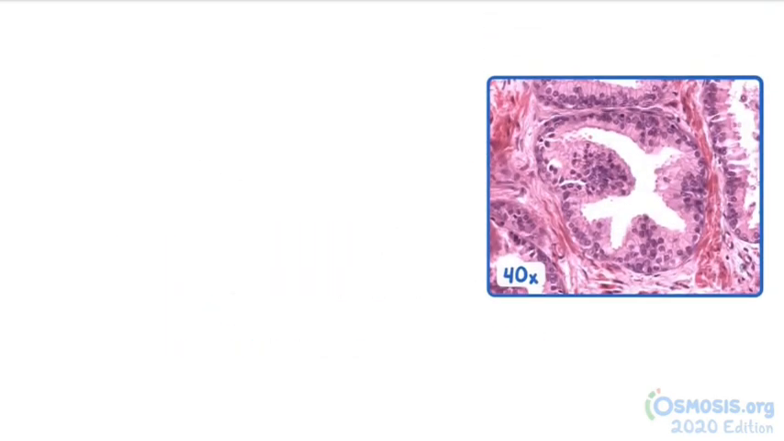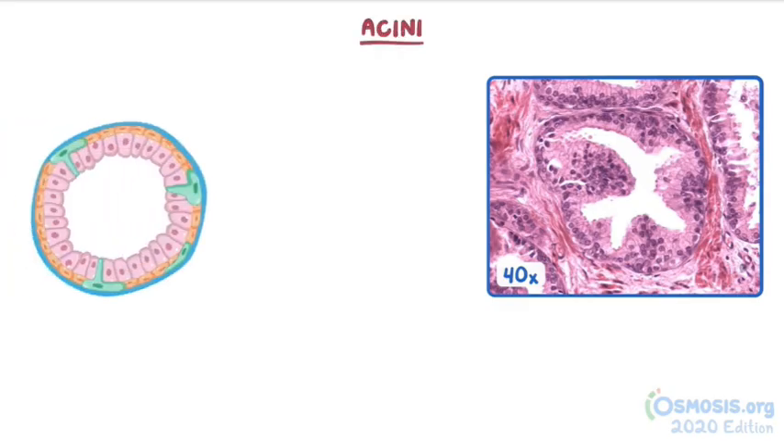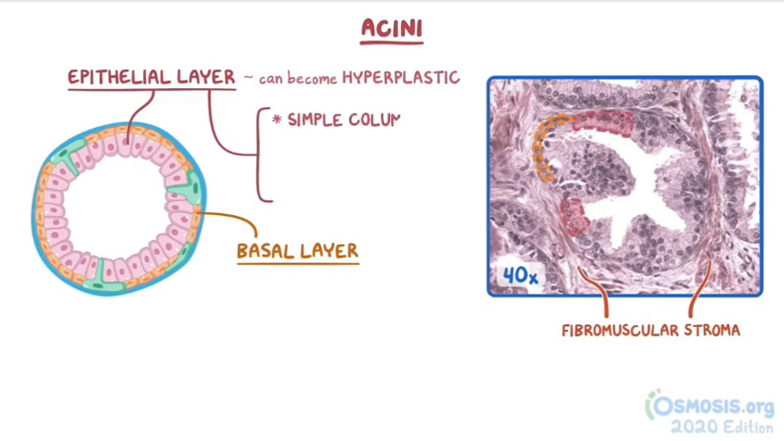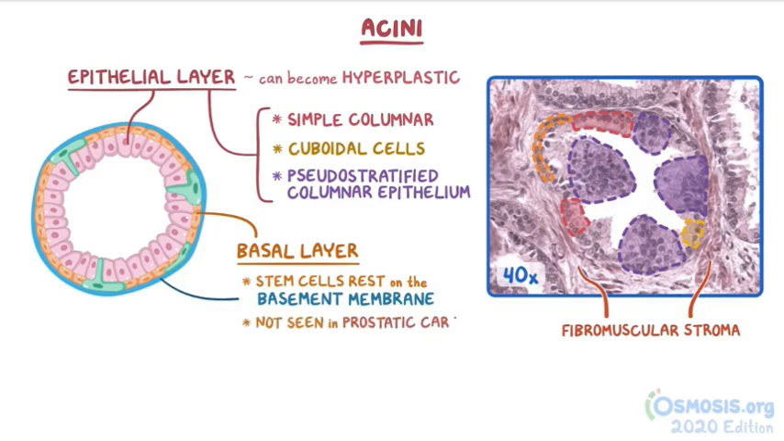Similar to this image at 40 times magnification, the prostate will have glandular structures called acini that are surrounded by supporting fibromuscular stroma. Each acinus has 2 layers of cells, an epithelial layer and a basal layer. The glandular epithelial cells can become hyperplastic and consist mostly of simple columnar and cuboidal cells, with some regions having pseudostratified columnar epithelium. The basal layer consists of smaller stem cells that rest on the basement membrane. The basal layer will not be seen in prostatic carcinoma. There are also neuroendocrine cells present, but they aren't easily identified with an H&E stain.